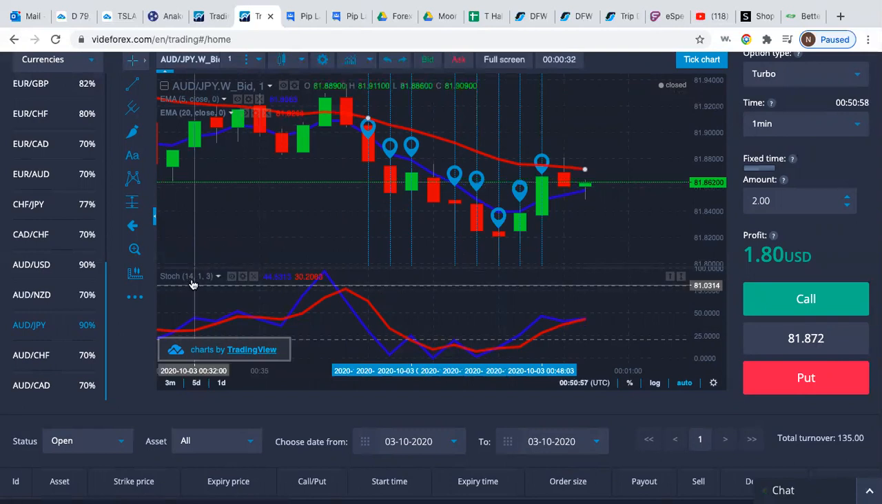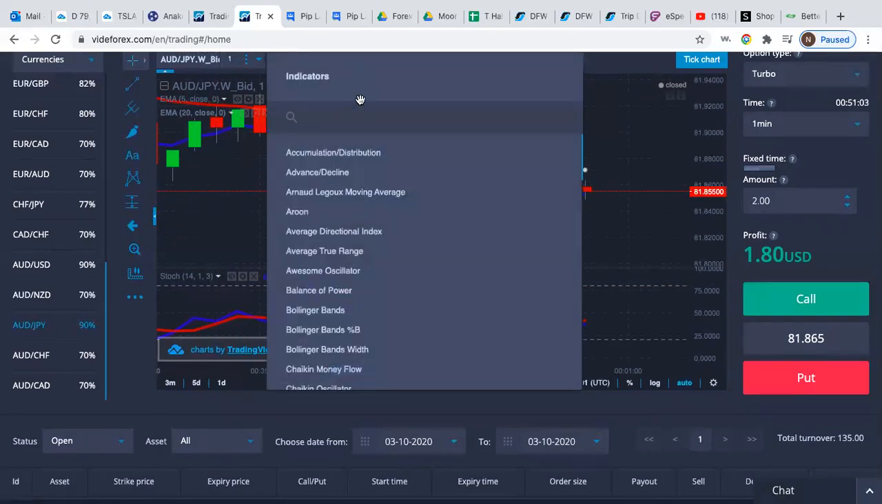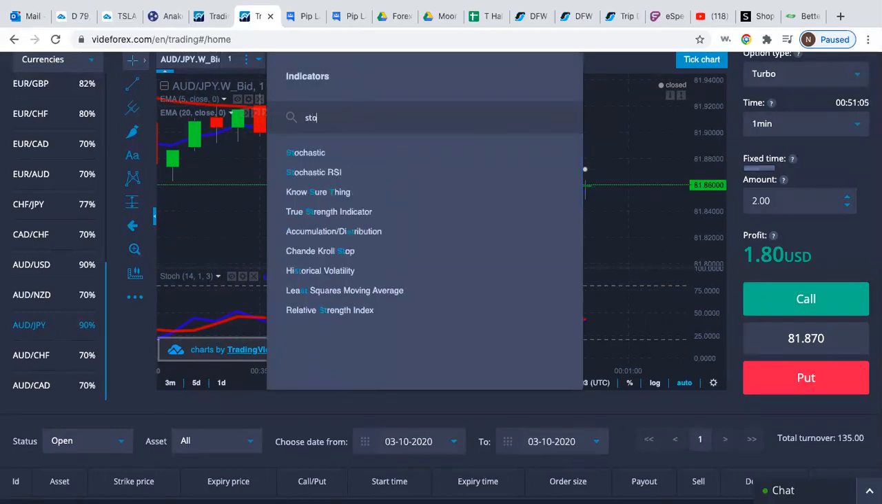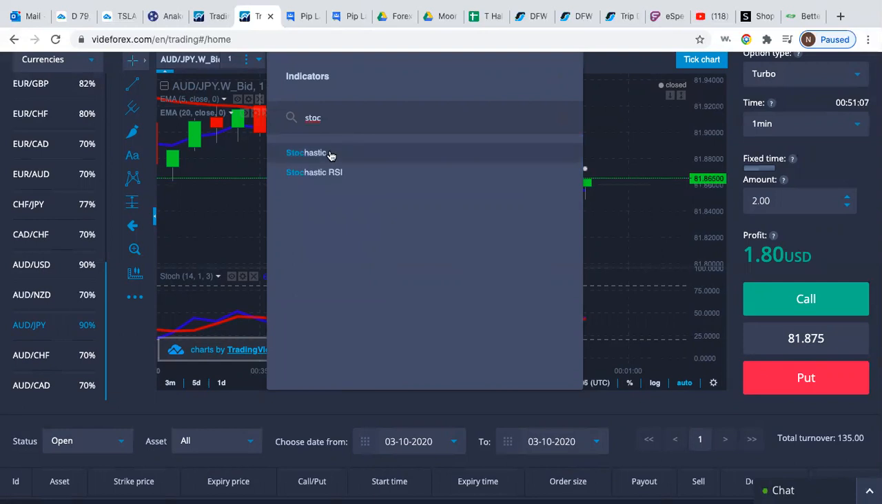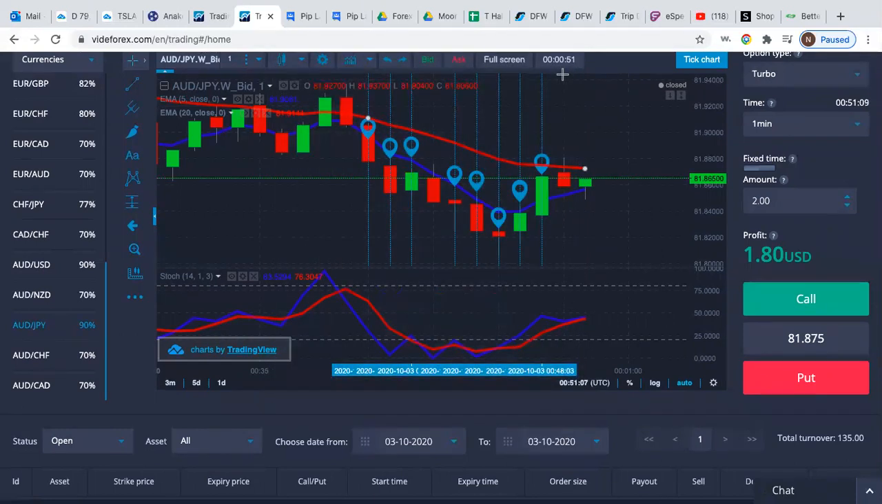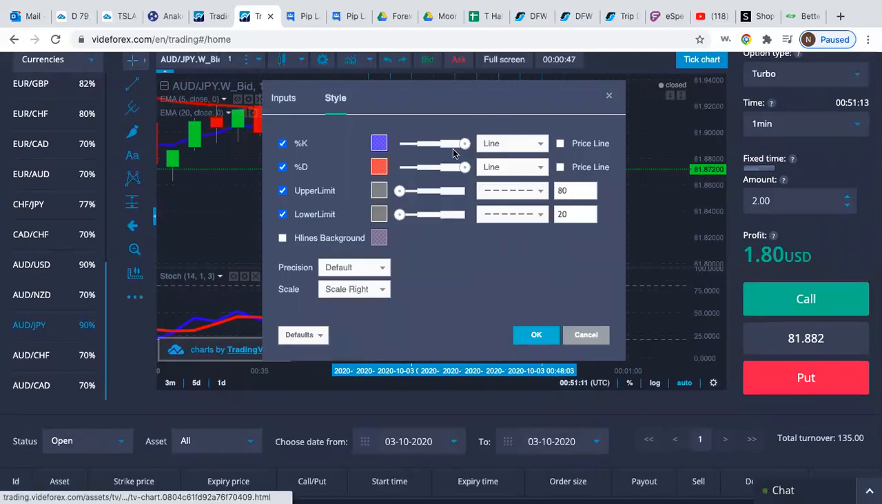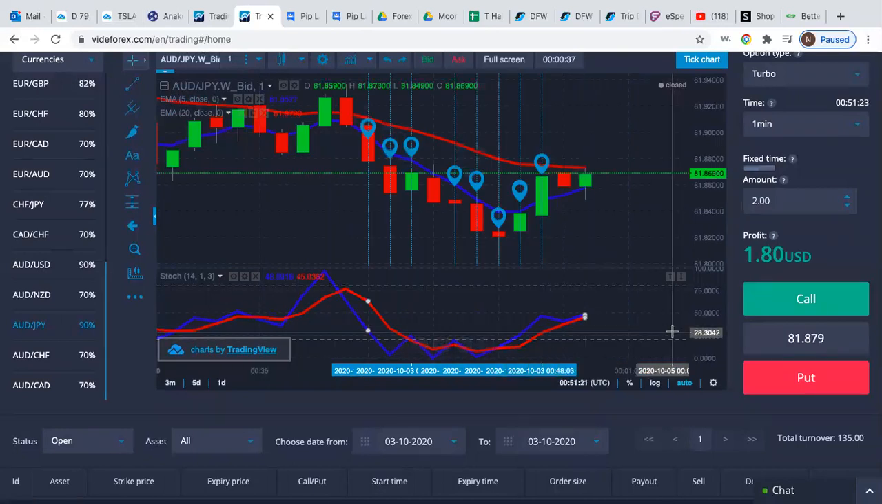These numbers are automatically going to populate when you choose it. And it's just the regular stochastic. It's the first one that pops up right here. And the same thing with the settings. I move both the blue and the red all the way to the right. These are already going to be blue and red. And I remove the background simply because it just kind of irritates me.